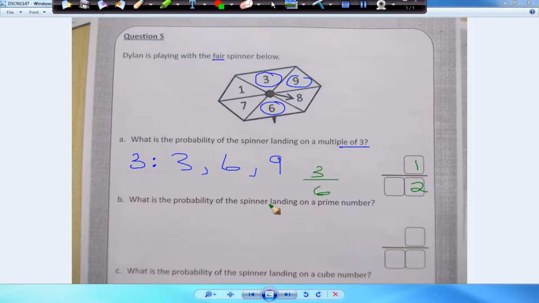Okay, that's lovely. Next, what is the probability of the spinner landing on a prime number? Let's just quickly delete some of that stuff on there. We don't want this on here anymore.